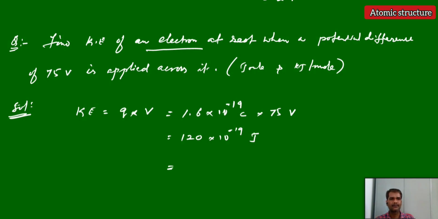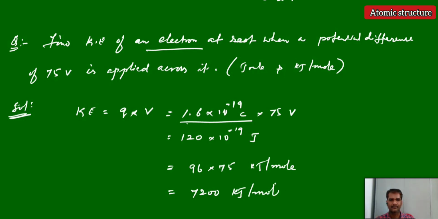For kilojoule per mole, you can take this 1.6 into 10 power minus 19 coulombs, which is nothing but 96 kilojoules, into 75. This value we can convert directly to 96 kilojoule per mole according to the previous calculations. Again, you multiply these two, 96 into 75, which is 7,200 kilojoule per mole.